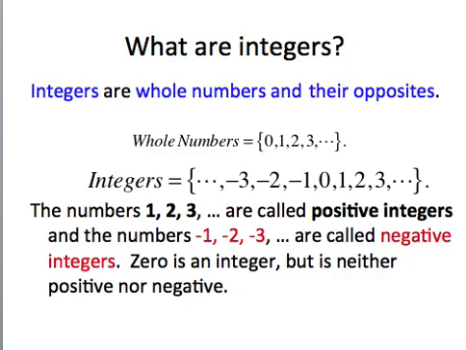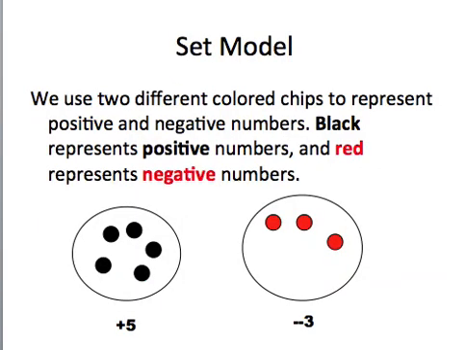Integers are whole numbers and their opposites. As you know, whole numbers are the numbers 0, 1, 2, 3, and so on. They are whole, so they have no decimal or fraction parts. Integers include all the whole numbers, 0, 1, 2, 3, and so forth, but they also include the opposites of those numbers, -1, -2, and -3, and so forth. 0 is an integer, but it's special. It's neither positive nor negative.